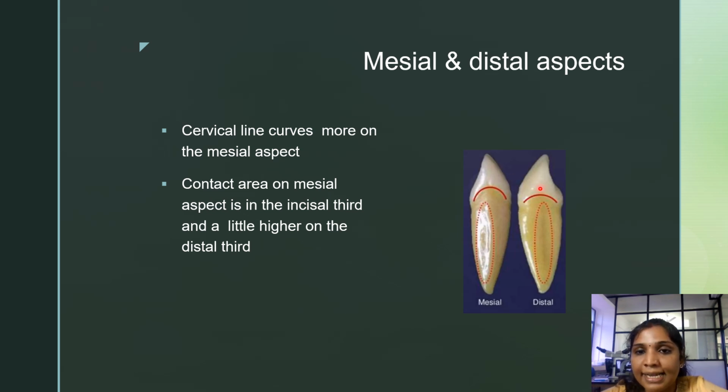Mesial and distal aspects, these aspects are almost similar in all aspects. Slight differences are there, that is about the cervical line, and the curvature of the cervical line is seen more on the mesial aspect than the distal aspect. Here from the picture you can appreciate that this is more curved and this is less curved. And the contact area of the mesial aspect is seen at the incisal third, and here it is more seen at a higher side, that is more towards the incisal third region.